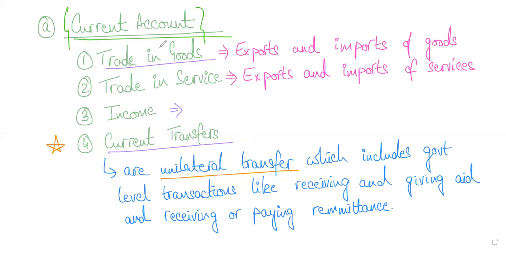In current account, you have four subsections. What are the four subsections? Trading goods, trading services, income, and current transfers, right? Now, as far as trading goods are concerned, this section only includes exports and imports of goods, tangible goods, like vegetables, fruits, laptops, phones, cars, and so on. So if the money is coming into the country, that will be a credit entry. If the money is going out of the country, that will be a debit entry, as simple as that.